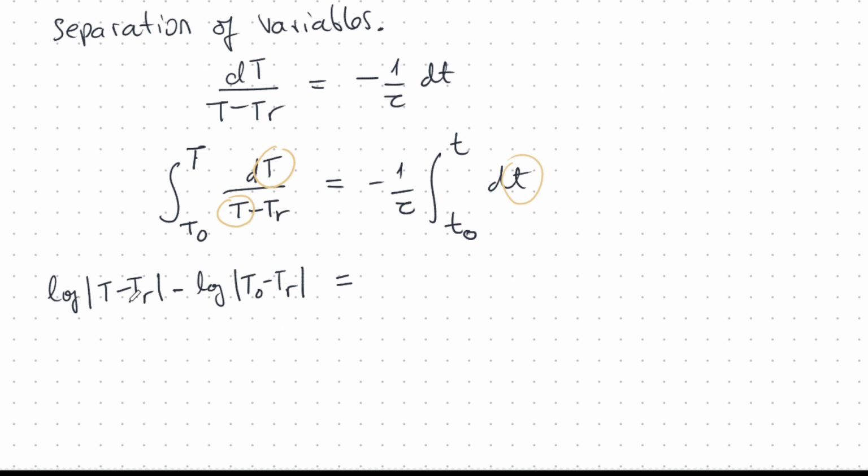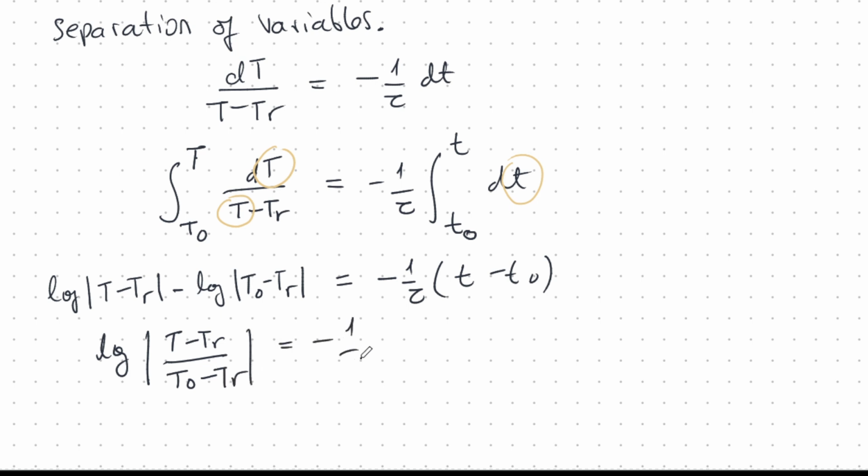Integrating the left-hand side, I get log absolute value of T minus TR, minus that. And integrating the right-hand side, similarly, t minus t0. Okay, so this I can combine together, and I get (T minus TR) over (T0 minus TR) equals, okay.